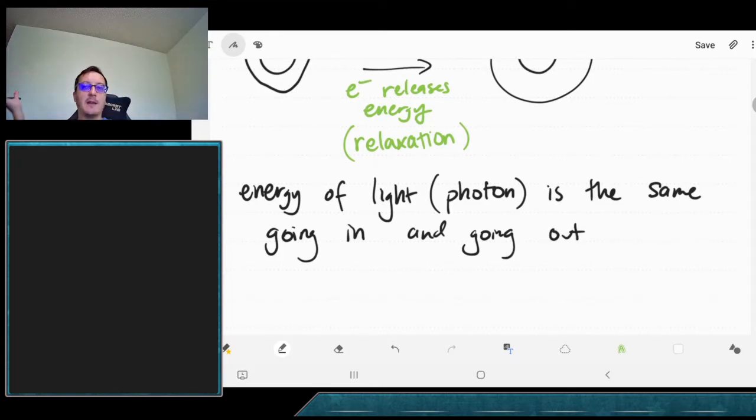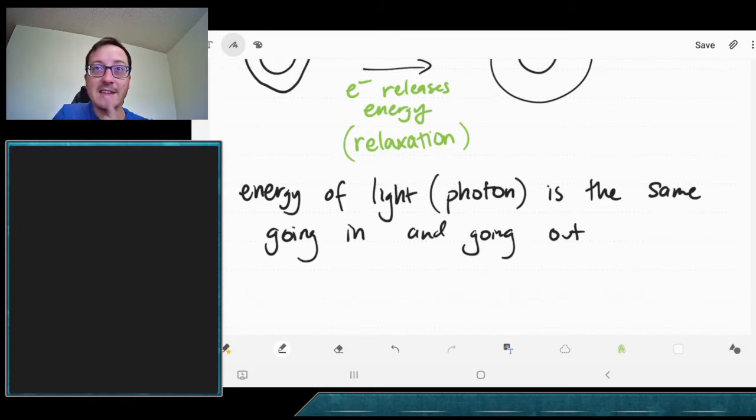What I mean by that is we're going to talk about light in just a second. We're going to talk about how white light has a couple of properties that can correlate with its energy, so how much energy a specific beam of light has. And what's very important here is the light that's going in, that's being absorbed by an electron, is exactly the same energy as the light that's coming out.